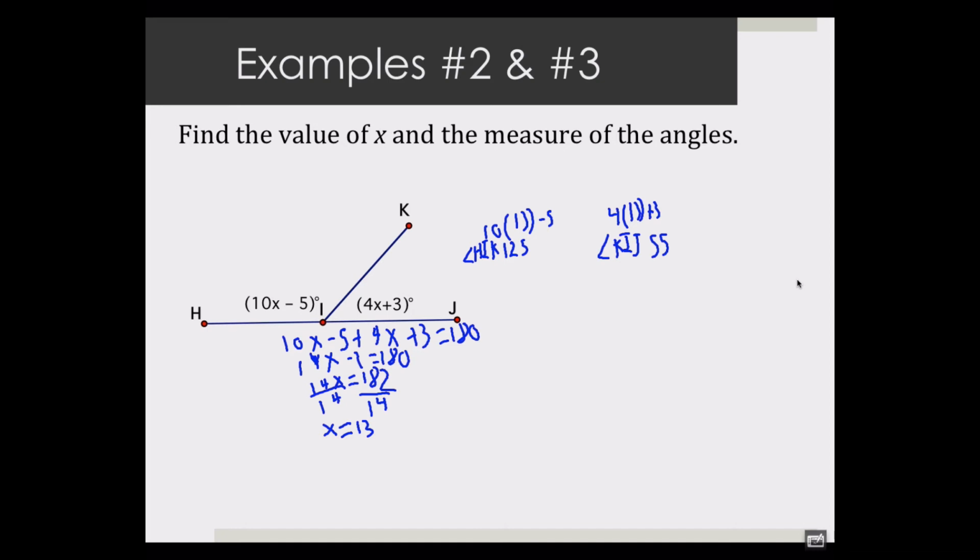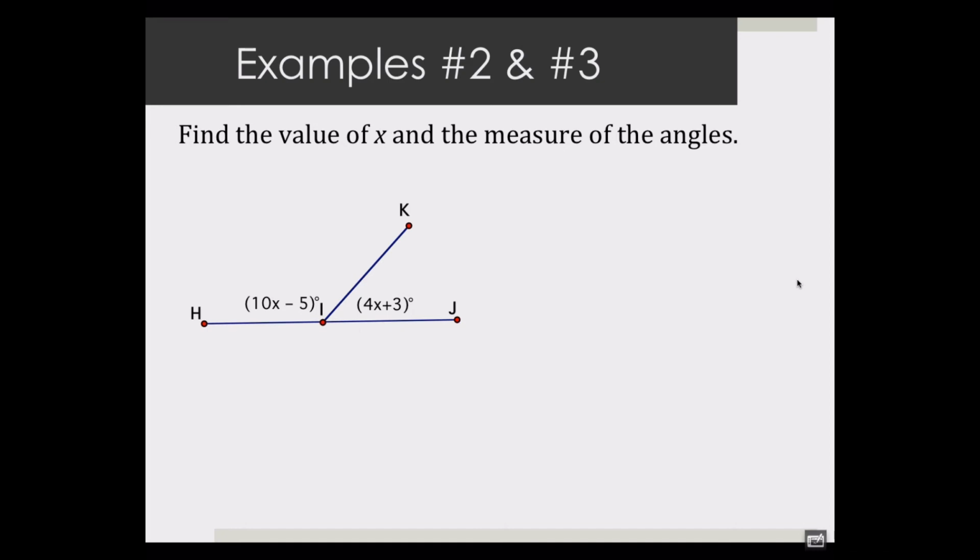Okay, walking around the room, it appears that almost all of you, if not all of you, got this, so we don't really need to talk about it that much. But again, those angles that are in the picture are a linear pair, which means they're supplementary. So we added them up, set them equal to 180, solved for x, and then answered the question because the question wanted to know x and the measures of the angles. Any problems with this one? Good.